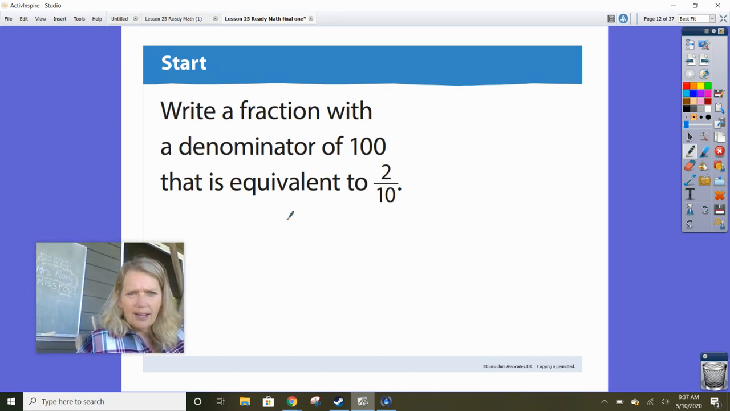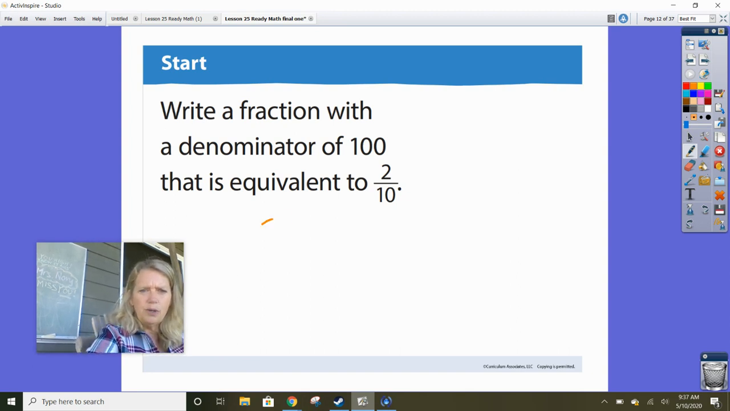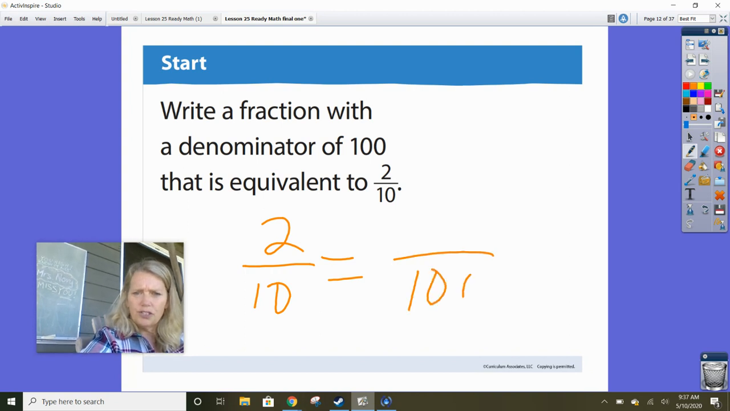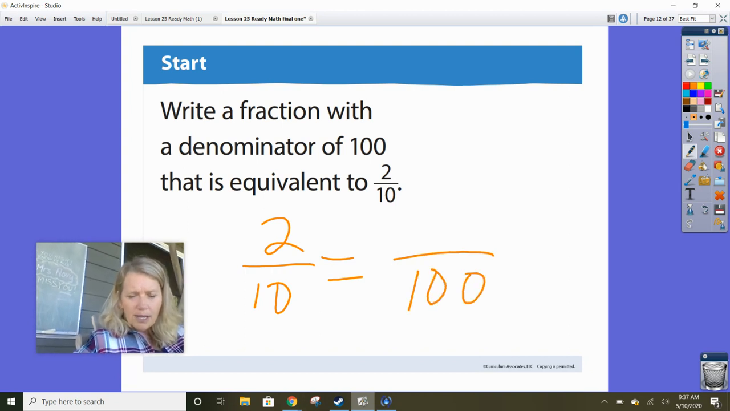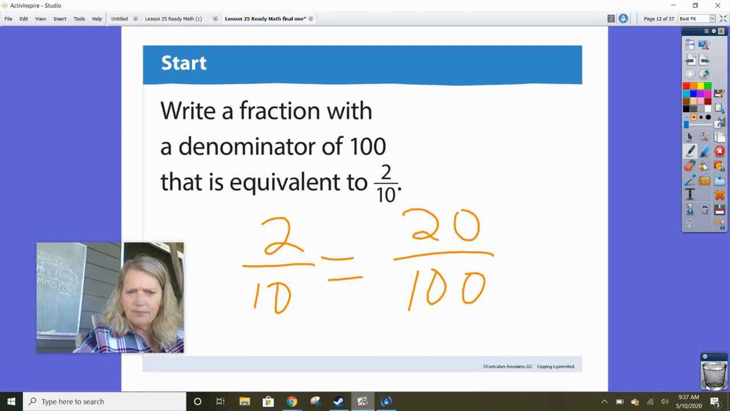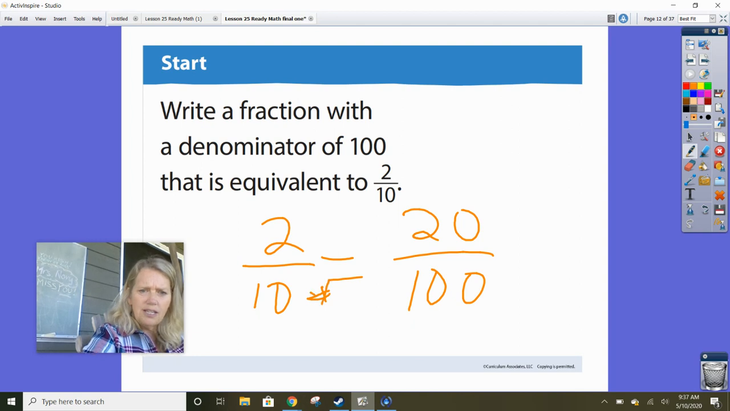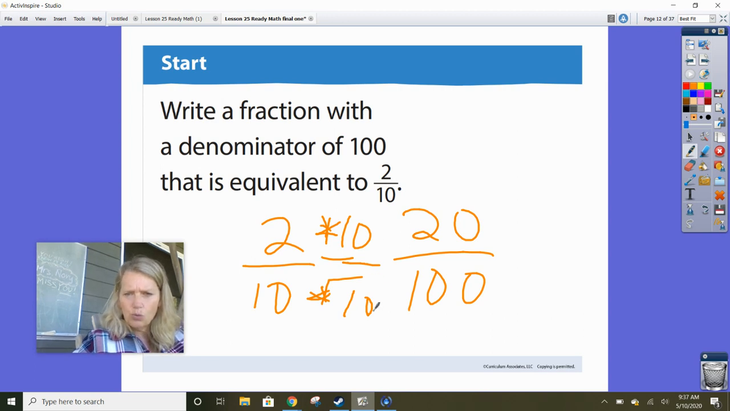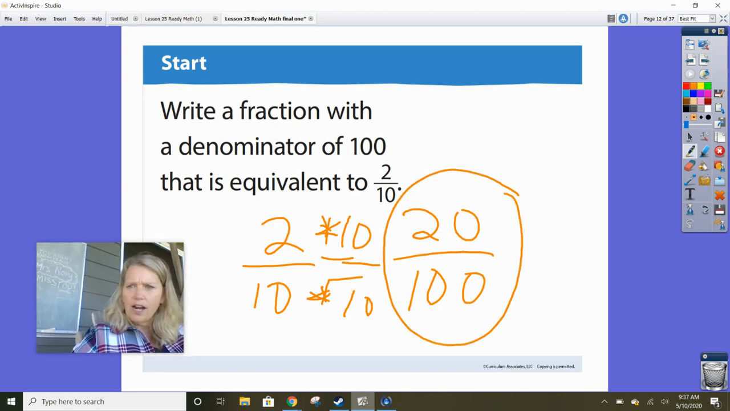All right, welcome back. A fraction with a denominator of 100. So we want something, 2 tenths is equivalent to something hundredths. And you know me, I'm a money person, so I'm thinking 2 dimes is equivalent to 20 pennies. If you're doing equivalent fraction thinking, you're asking yourself, how does this 10 change to 100? You have to multiply by 10. If you do that to the denominator, you have to do it to the numerator, because then you're really multiplying by 1. And 10 divided by 10 is 1, which gets you to 20 hundredths. So that is our fraction.